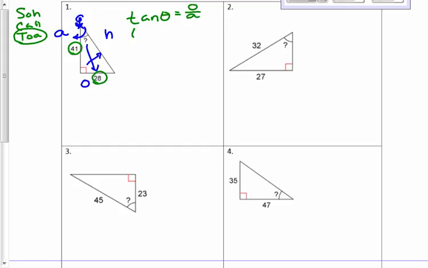Now we substitute in what we know. We have tangent of theta. We don't know theta; that's that question mark. We're trying to find that angle. We know our opposite is 28 and our adjacent is 41. At that point, we're trying to find an angle. Anytime you're working with trig and you're trying to find the angle, you have to take the inverse. So we're going to take the inverse of tangent of 28 over 41.